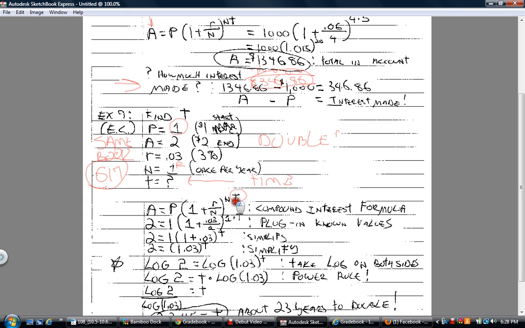But guess what we're finding? T is up in the exponent. Ooh, that's a little tricky. You can see the substitution coming in here. You can see the arithmetic: 0.03 divided by 1 is the same thing. 1 plus 0.03, to the 1 times T. Okay, so now we got down to 2 equals 1.03 raised to the T, which is time.